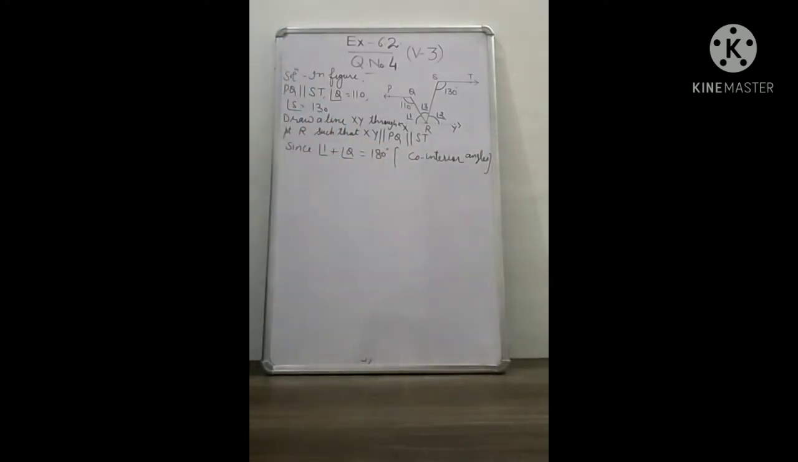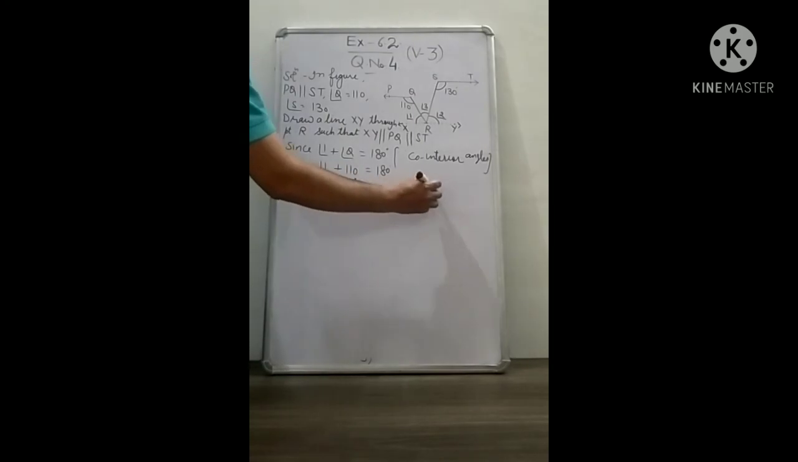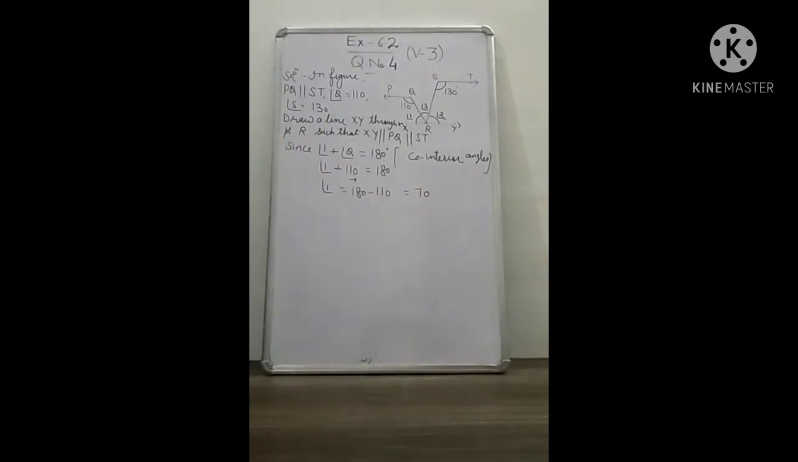Now put the values here. Angle 1 we have to find out. What is the measure of angle Q? It is 110. So angle 1 plus 110 is equal to 180 degree. Now transpose it to that side, so you get angle 1 is equal to 180 minus 110. So how much is it? It is 70 degree. This is the measure of angle 1.